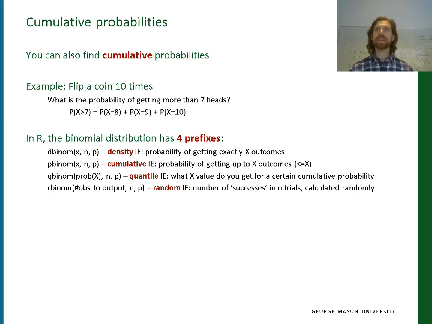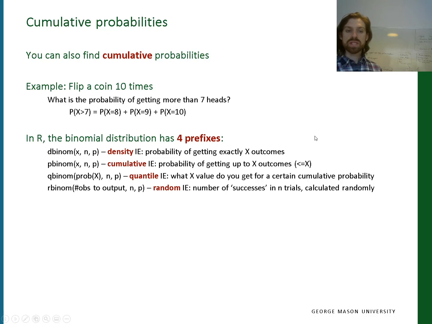We can also calculate cumulative probabilities. So for example, we might ask, what's the probability of getting more than 7 heads in a row if we flipped a coin 10 times? Therefore we would need to sum up the probability of us getting 8, 9 or 10 heads, and that's how we would get the P7 value.